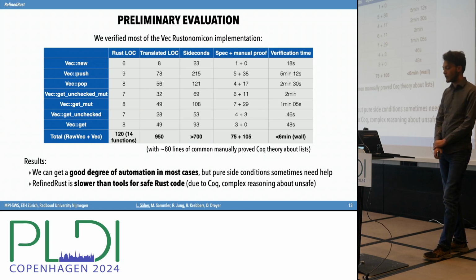And I think we can get a fairly good degree of automation for most of the functions, but we tend to need help for pure Coq side conditions, for instance about lists, which is down to Coq automation for these things not being very good in general. I would also say that RefinedRust is still somewhat slow, especially compared to verification tools for safe Rust. And this is partly due to the increased complexity of working with unsafe code and also working foundationally in Coq.